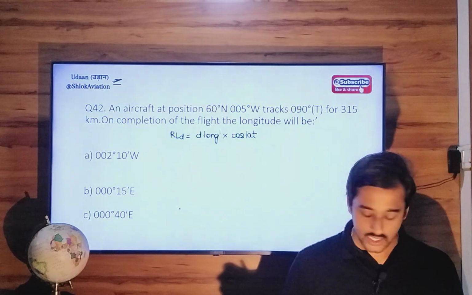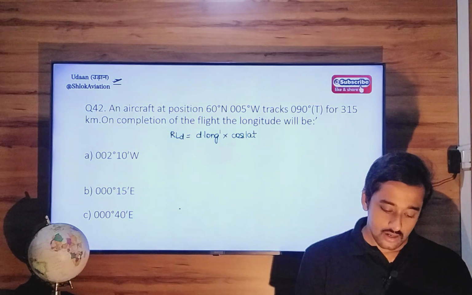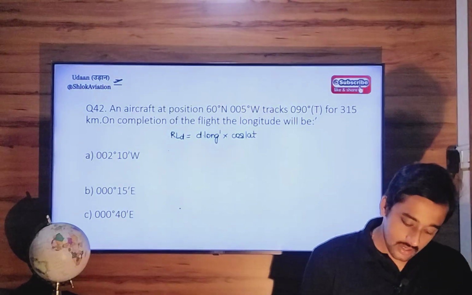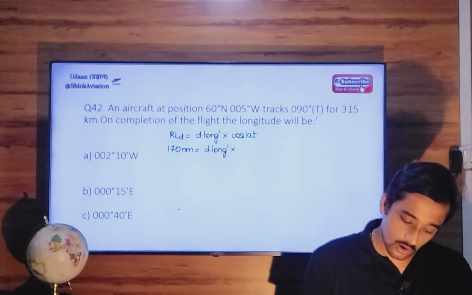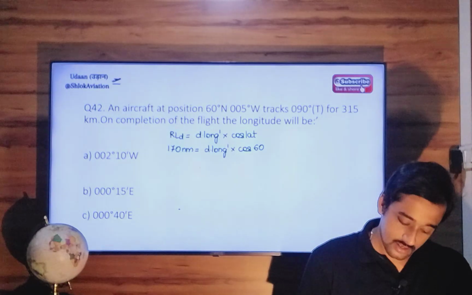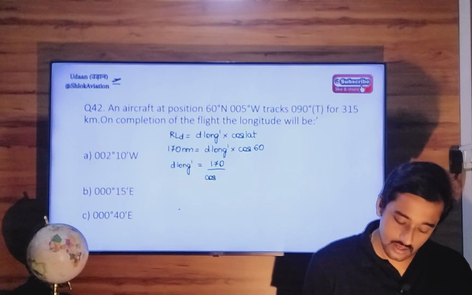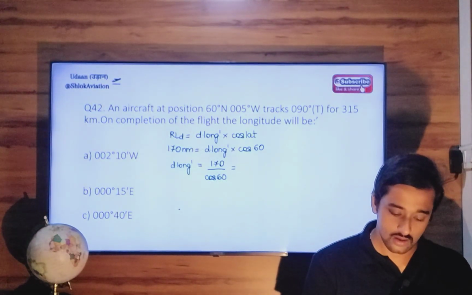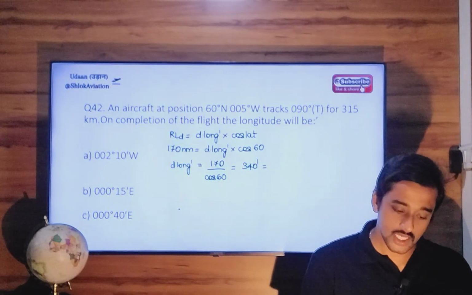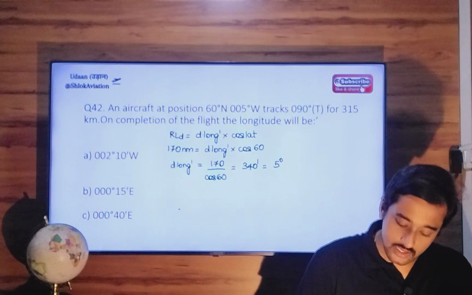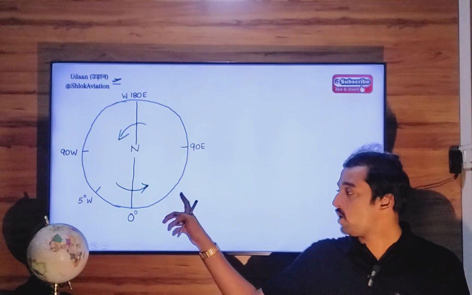Now the rhumb line distance here is 315 kilometers. So 315 divided by 1.85 is 170 nautical miles. That equals D long in minutes into cos of 60 degrees. So D long in minutes equals 170 divided by cos 60, that is equal to 340 minutes. 340 minutes is 5 degrees 40 minutes easterly. So D long is 5 degrees 40 minutes.